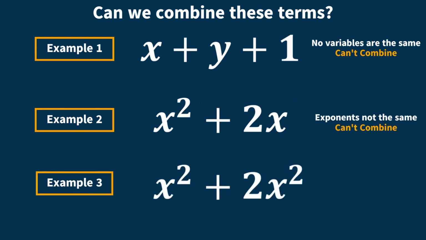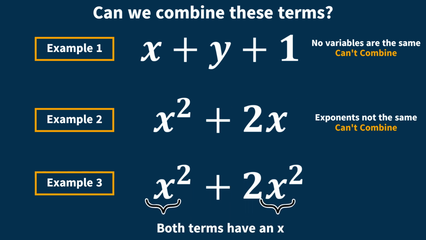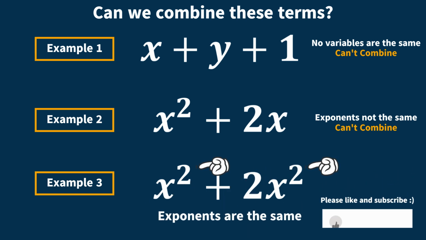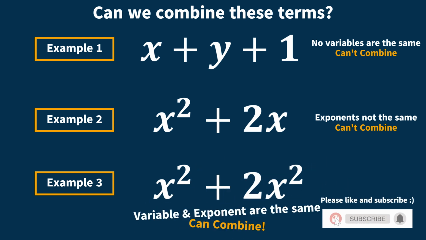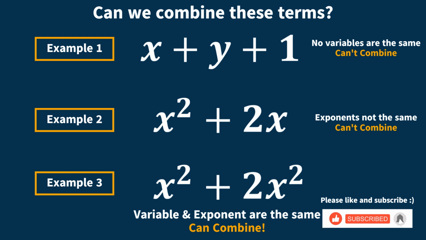Example 3. We have x squared plus 2x squared. We can see that both of the variables are in x, and the exponents are both 2. Since the variable and the exponent is exactly the same, that means that we can combine these numbers.